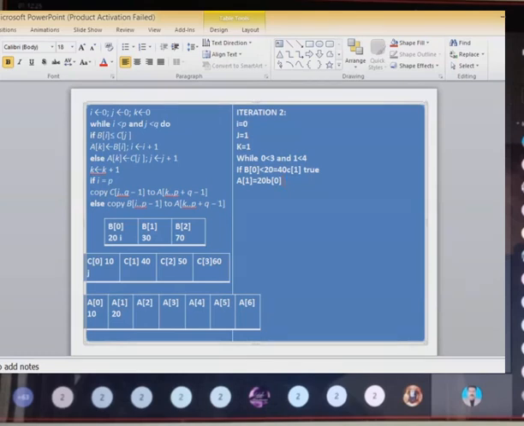Assign this and I equivalent to I plus 1. What is I plus 1? I equivalent to 0 plus 1, that is 1. Okay, that's all. Now tell me iteration 3 quickly. Iteration 3. It's time up.